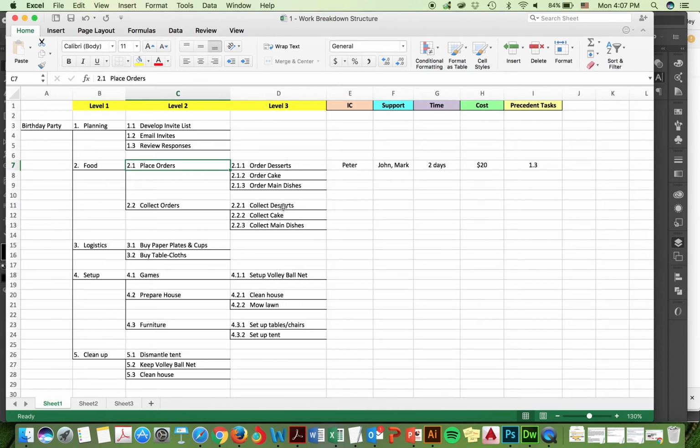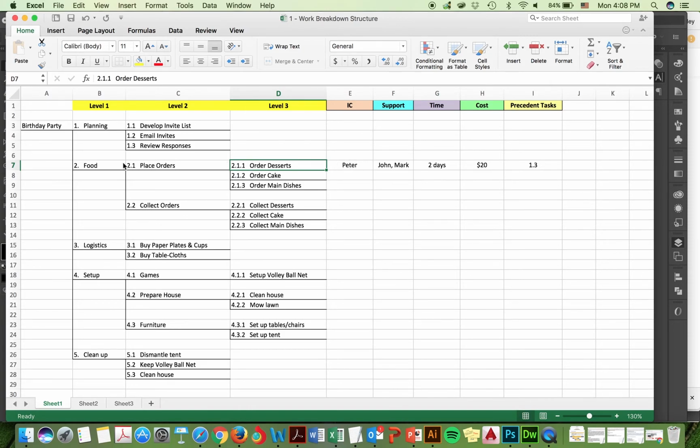So level 3 is the work breakdown in detail. Okay, so let's say place order, but place what order? So you have desserts, you have cakes, then you have main dishes, things like that. But if you want to break it further down, like what dessert, it is a little bit too detailed. You have to think whether you really want to do so. Does the person ordering the dessert have to know exactly, do you have to put down everything? The person knows the menu and that's quite sufficient already, right?